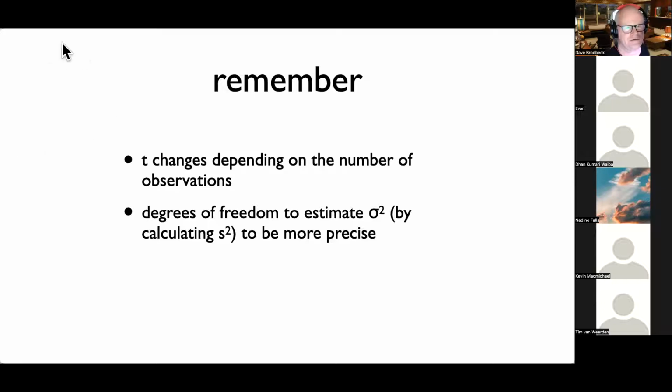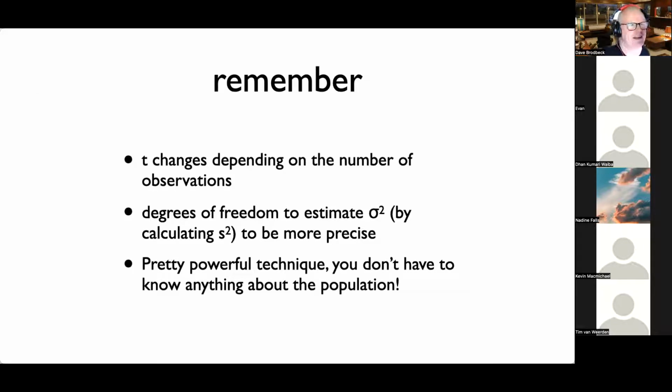It's a restriction. Remember when I said they have to add up to, was it 65? And we had 5 values, and we could just pick the first 4. It didn't matter. But the 5th one was fixed. We've lost a degree of freedom because we want to get an unbiased estimate of sigma squared.